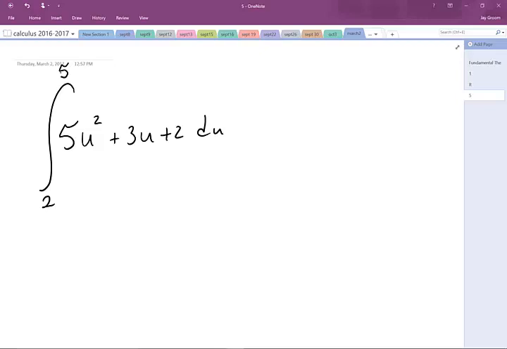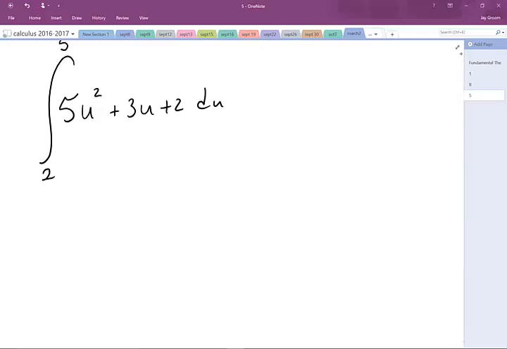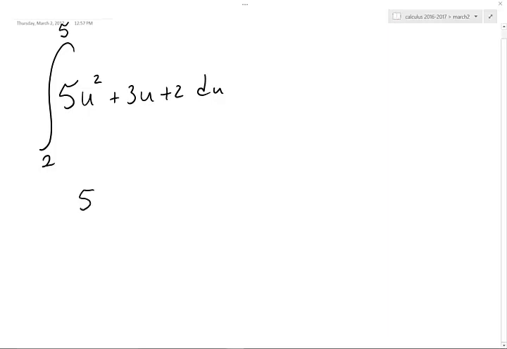We got a negative number. How did you get a negative? Let's see what happens. By the way, lots of us are getting good answers. All right, so, friends, let's check this out. I believe we all got this, or most of us did, yes? Did you get this? So, 5u cubed over 3 plus 3u squared over 2 plus 2u over 1.